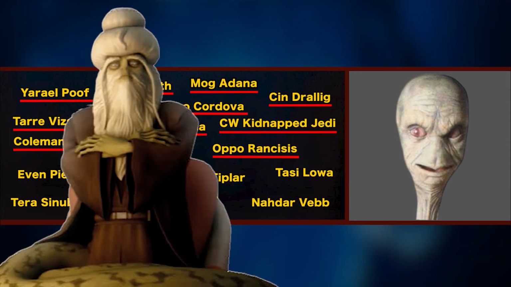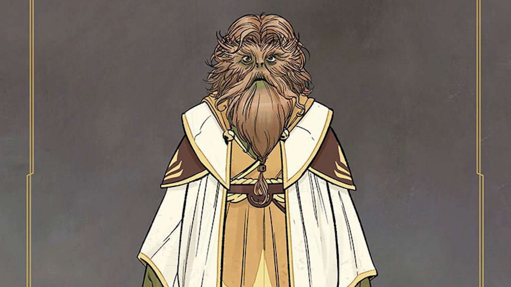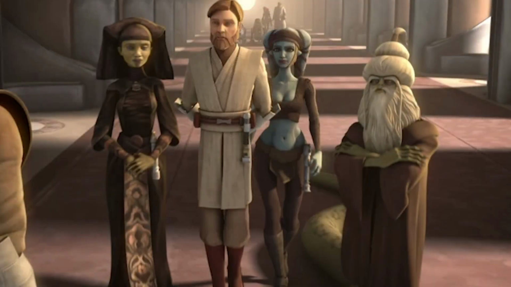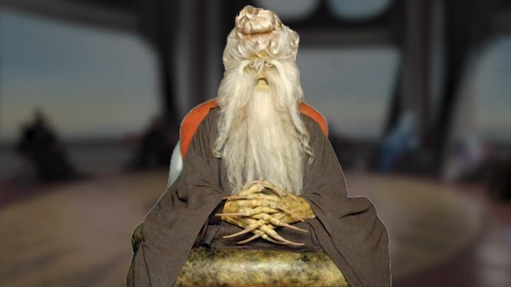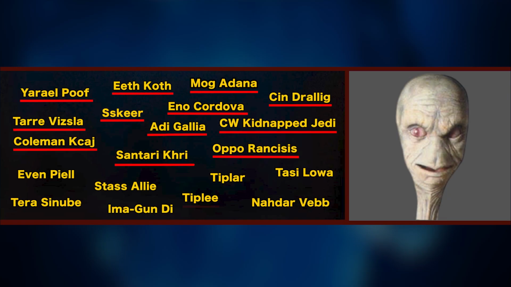After this is Oppo Rancisis. He was a Thisspiasian Jedi who served on the Jedi Council for quite a while. He was alive in the High Republic era and lived through to the prequel era. Also, he even survived Order 66, although we don't know for how long. He first appeared in The Phantom Menace.